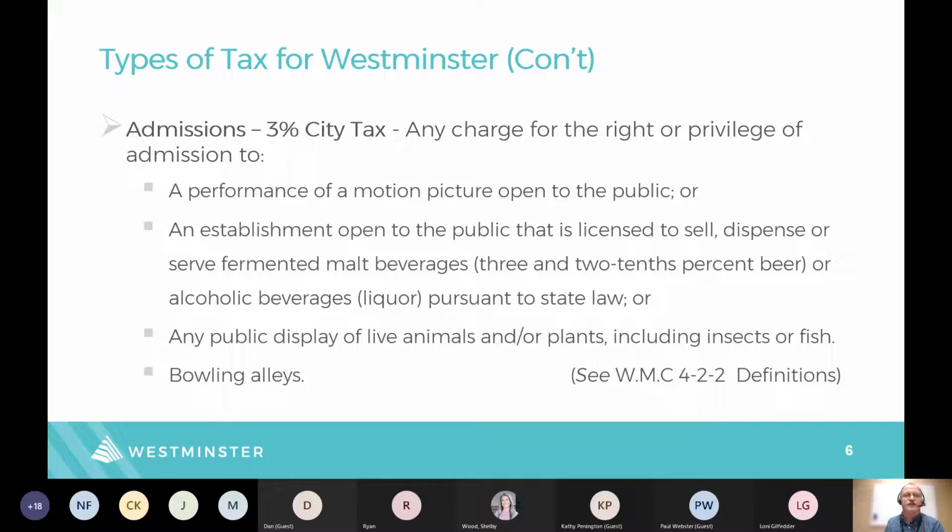And then any public display of live animals, plants, insects, or fish. Right now, I think Butterfly Pavilion is the only one that would do this, but it would apply there, and then bowling alleys. So if any of you are in the boat of admissions tax or accommodations tax and you have any specific questions or you're unsure, just call us and we can verify whether or not you'll have those. But more than likely, most of you will deal with sales tax and use tax, or just use tax. Retail, of course, will always deal with both.